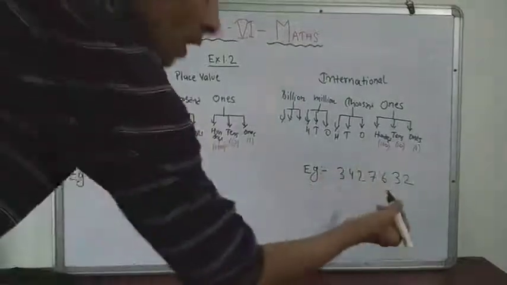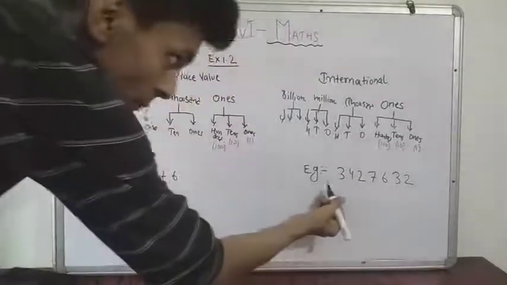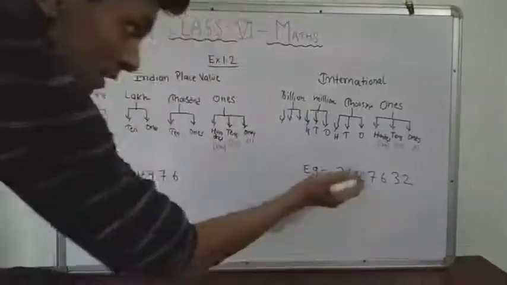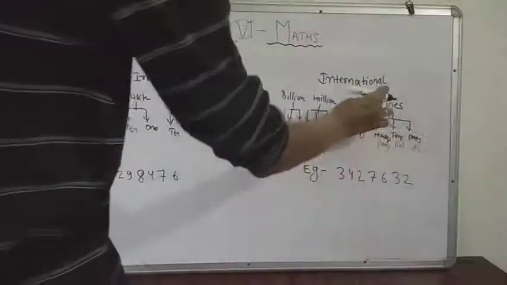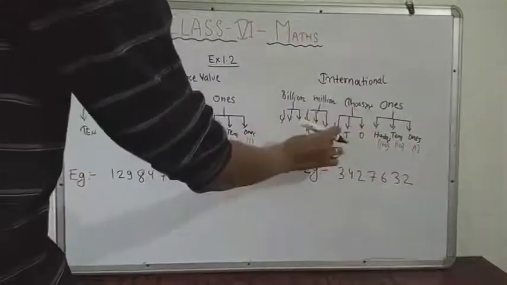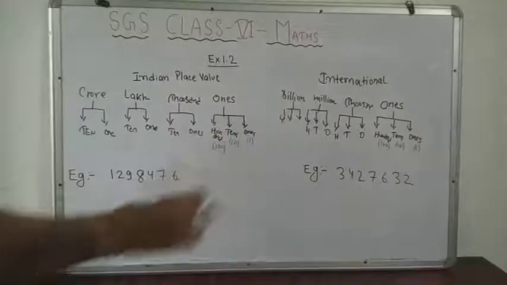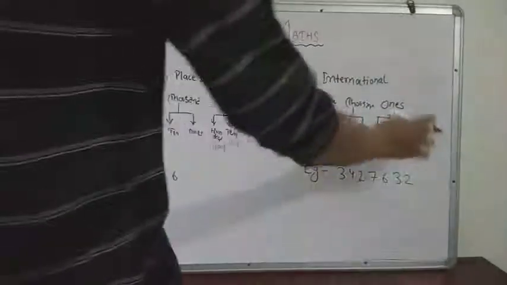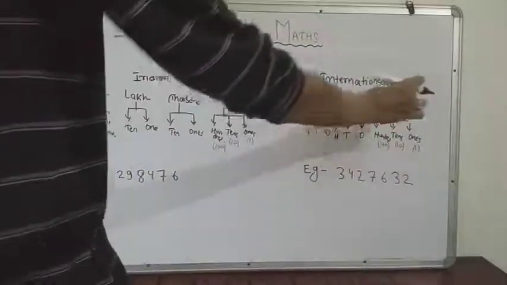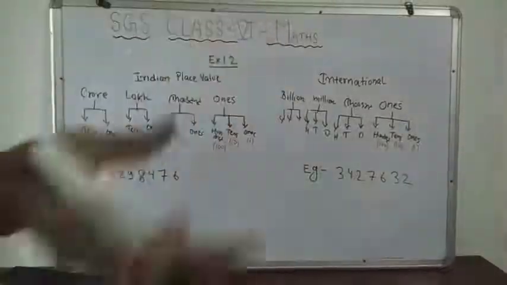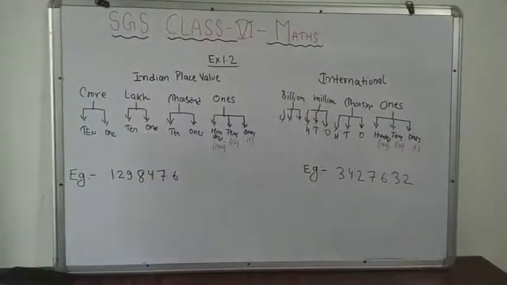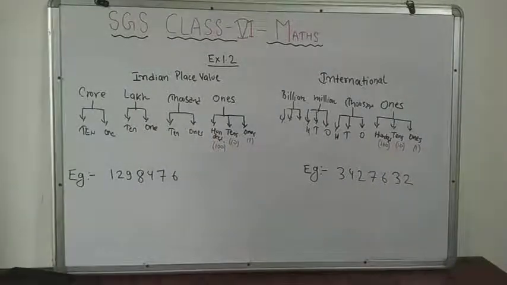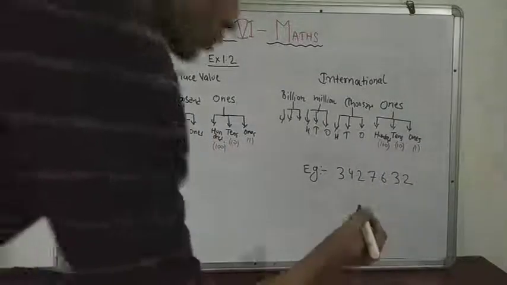First you have to write it in proper format, meaning you have to arrange the digits into groups like this. Ones represent 3 digits, thousands represent how many digits? 3. Millions represent 3 digits, and billions represent 3 digits. When you arrange the number in the proper format, then it will be easy for you to convert this number into words or expanded form. So here I am going to convert.